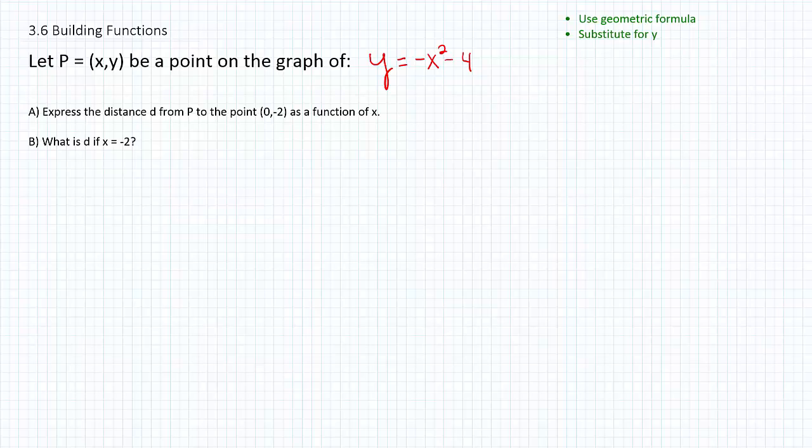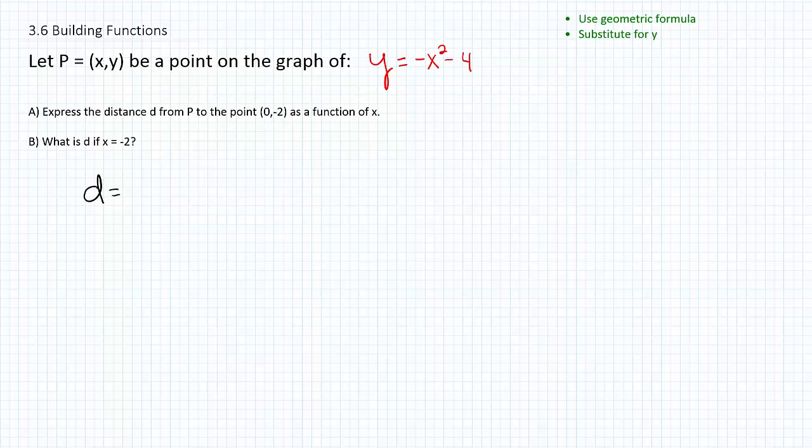All right, so we're trying to find the distance from the point P to this point (0, -2), and we want to express that as a function of x. The way we're going to do this is to start with a geometric formula for distance. That's our first step always, to work with the geometric formula and see how we can use that to come up with an expression that we can then substitute the other function that was given to us into.